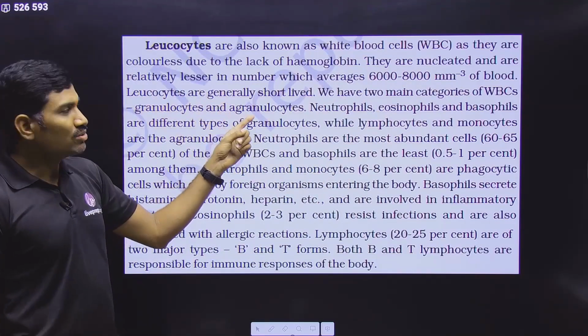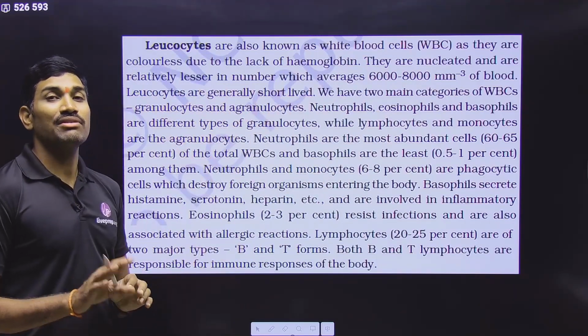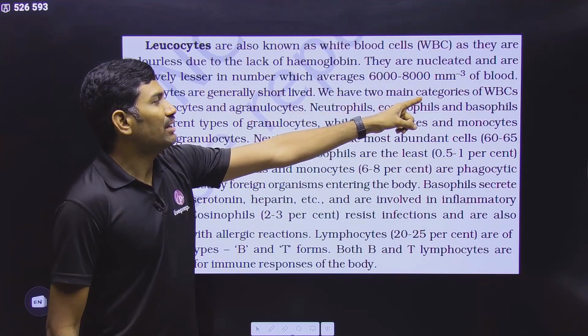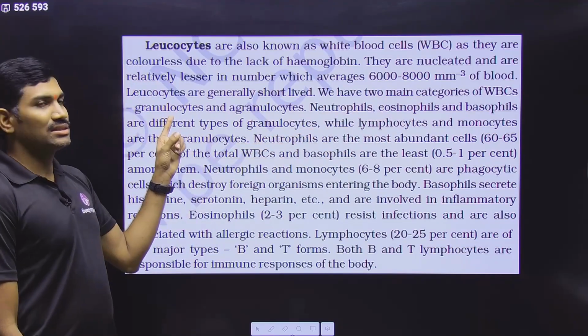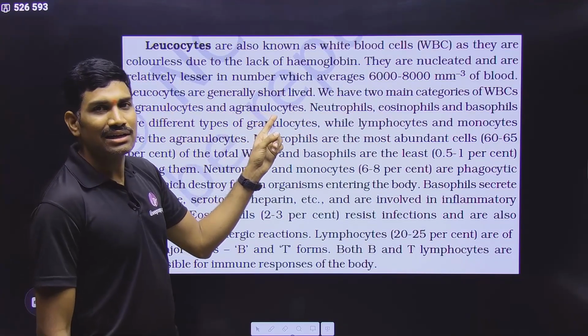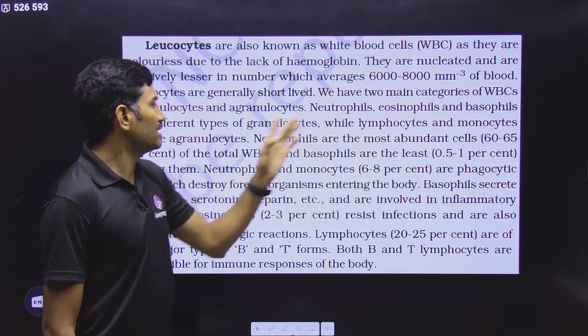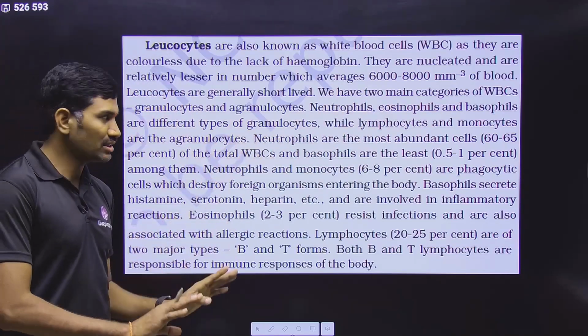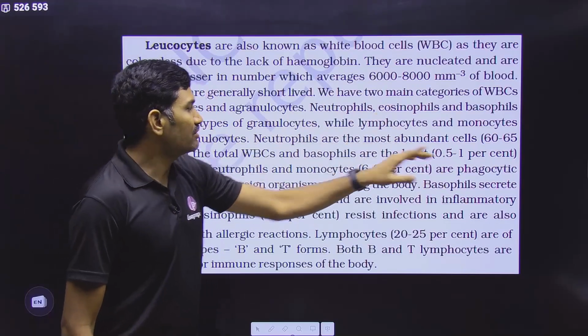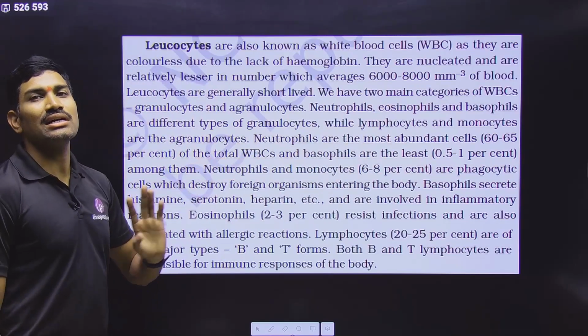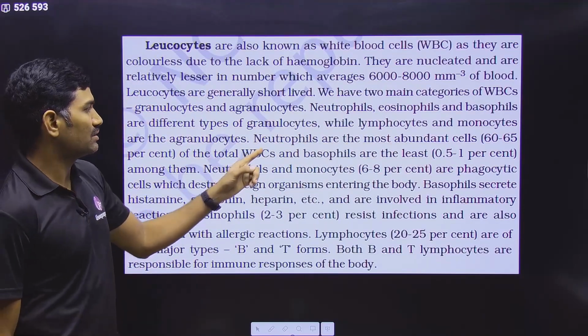Next one. Leukocytes are generally short-lived. Their lifespan is very less. And we have two main categories of WBCs, called granulocytes and agranulocytes. What are the granulocytes? Neutrophils, eosinophils and basophils are the different types of granulocytes, while lymphocytes and monocytes are the types of agranulocytes. In this way, two groups are present.